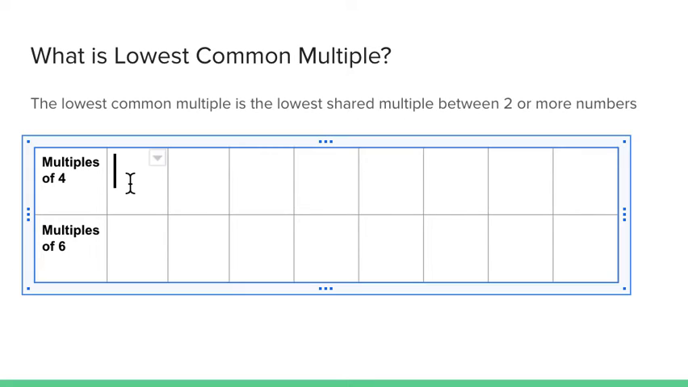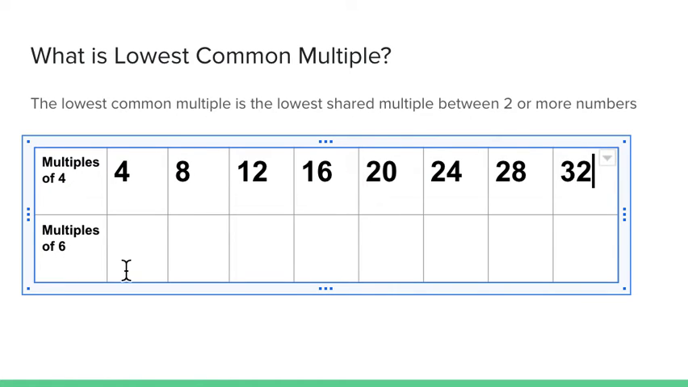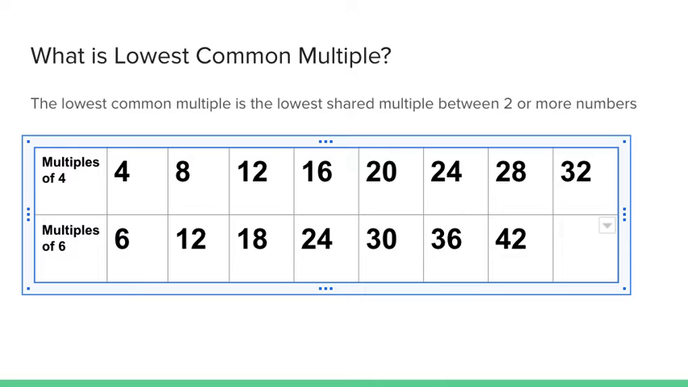We're going to fill this in with multiples of 4 once again: 4, 8, 12. I don't need to tell you all of them. You can just follow along here. You've already seen me do this. Now we'll go with multiples of 6: 6, 12, 18, 24, 30, 36, 42, and 48.